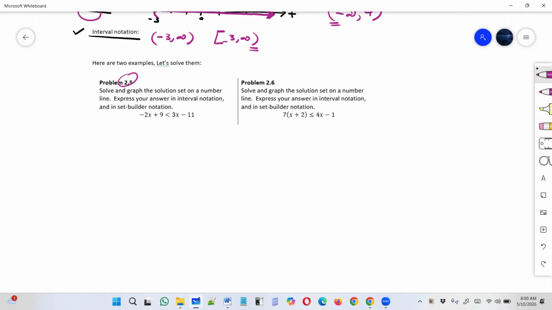All right, so let's take a look at example 2.5. So notice, solve and graph the solution. Now, on the exam, you won't need to graph, but the graph helps in writing the solution in interval notation, okay? So we're going to solve the inequality as if it were an equation, okay? Just pretend the less than symbol here is the equal sign.